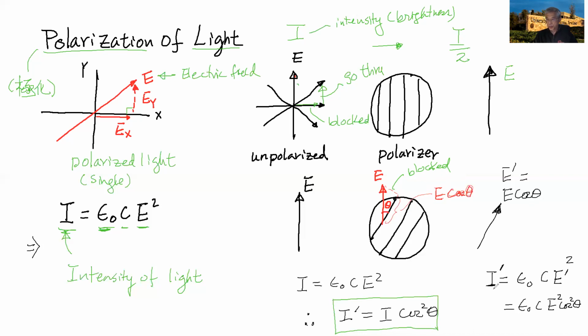Now if you look at the intensity, we call this formula here, and I prime after the polarizer is epsilon 0 c E prime squared. E prime is equal to E cosine theta, so squaring that, it becomes E squared cosine squared theta. And this is your original I right there. So now you have I prime after the polarization equal to I times cosine squared theta. That is the basics of how polarization works.